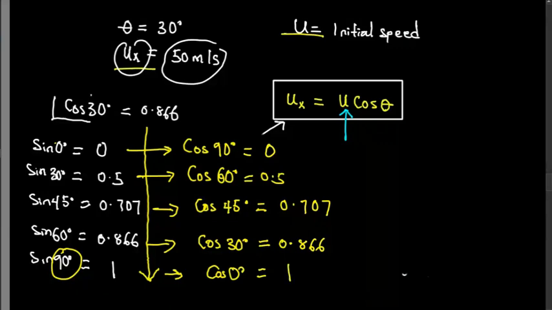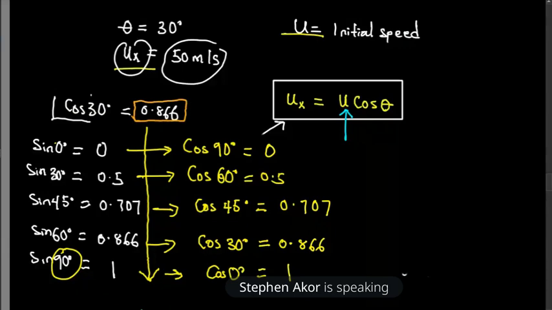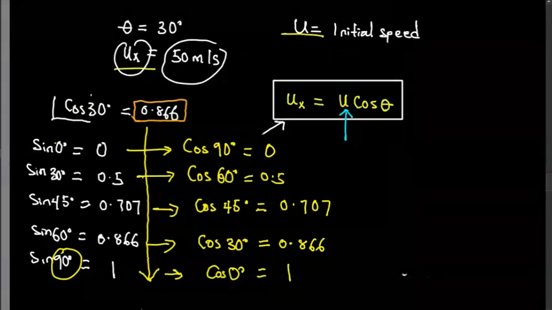So if you look back here, that was how I knew that cos 30 is equal to 0.866. Do you understand that? Yes, sir. The person that asked the question. Yes, sir.